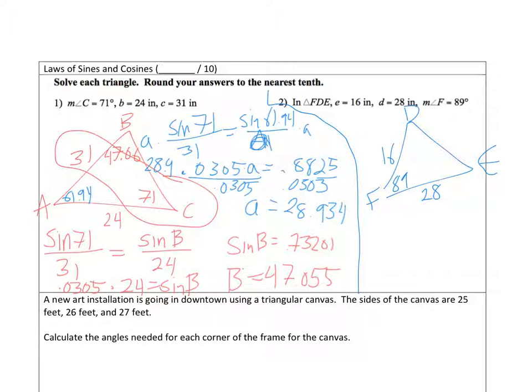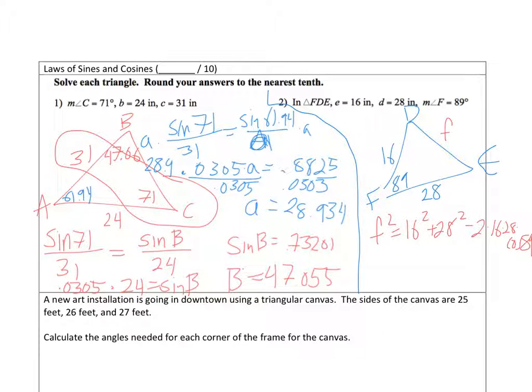Nothing in opposite pair here, so this is going to be law of cosines. I'm going to try to find F first because that's the angle I've got. And doing that, we get F squared is equal to 16 squared plus 28 squared minus 2 times 16 times 28 times cosine of 89.